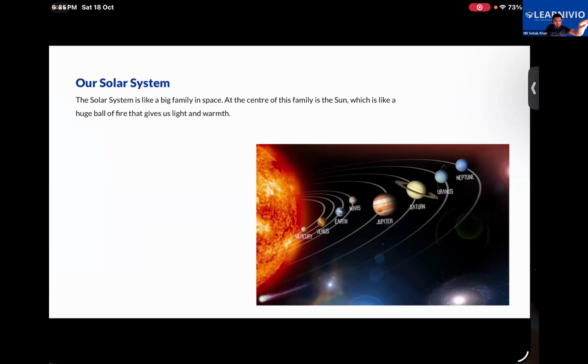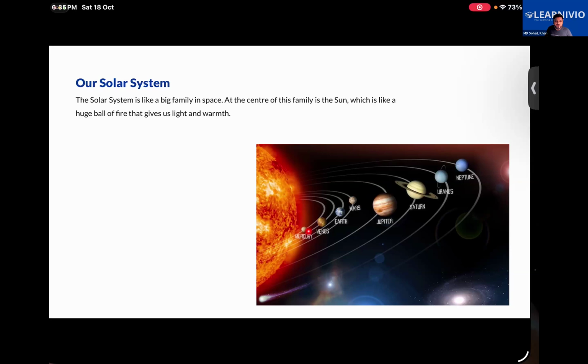Talking about our solar system. As I was saying in the last class, it's kind of like a big family in this space. And at the center of this family is the sun, which is like a huge ball of fire that gives us light and warmth. So, how do we define the solar system? We say that it's a family of the different celestial objects that is orbiting around the sun. We can define it like this.